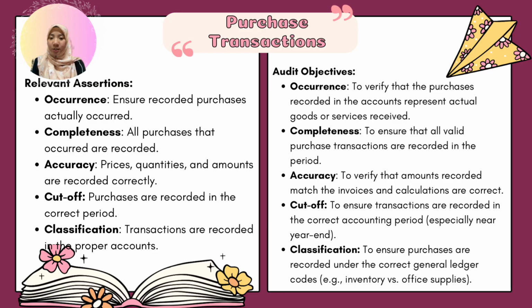Last, classification. Transactions are recorded in the proper accounts. The audit objective is to ensure purchases are recorded under the correct general ledger codes, such as inventory versus office supplies.